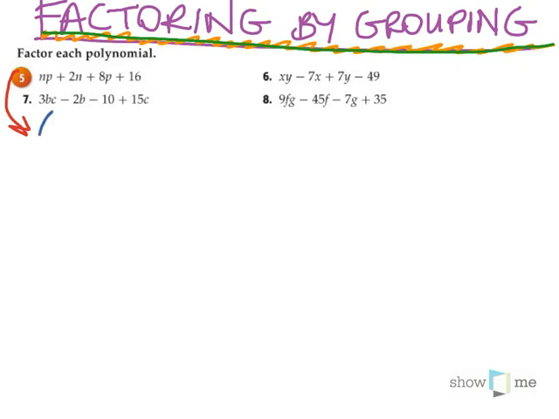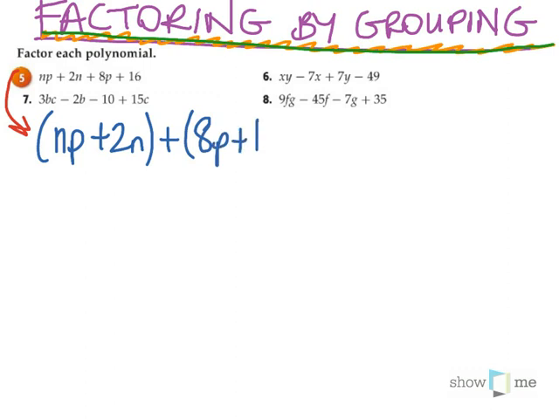So it will be like np plus 2n plus, in brackets, 8p plus 16. So now, what is the common factor in the first group? It is n. So it will be n in brackets, and in the brackets, I'm going to write the remaining p and 2. So it will be p plus 2.